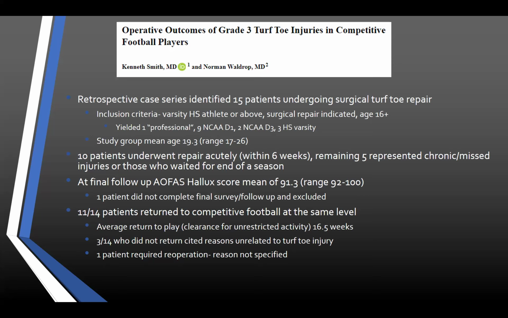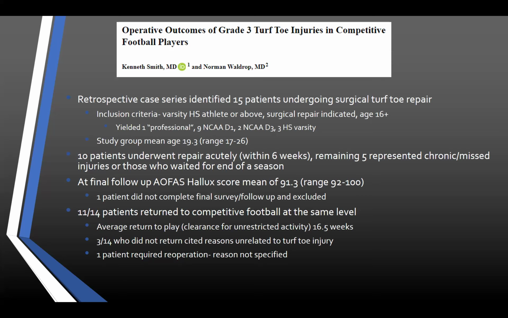In the end, they had one patient who was denoted as a professional. It was unclear how professional this was, whether this was NFL or some variant of it. There were 9 D1 athletes, 2 Division 3 athletes, and 3 high school athletes. Mean age at the time of surgery was about 19 years old.